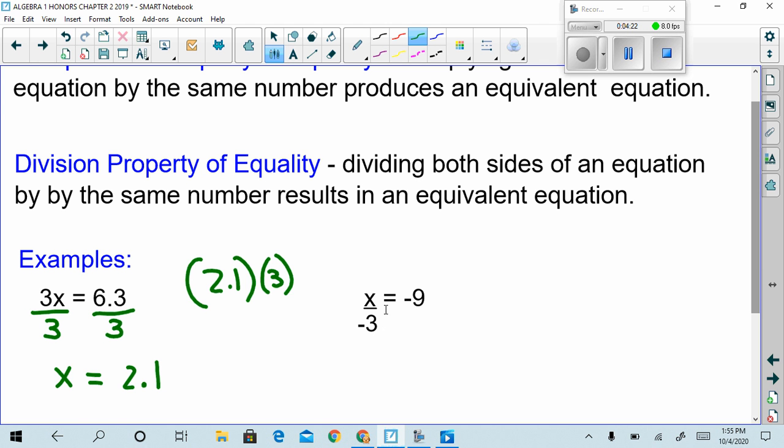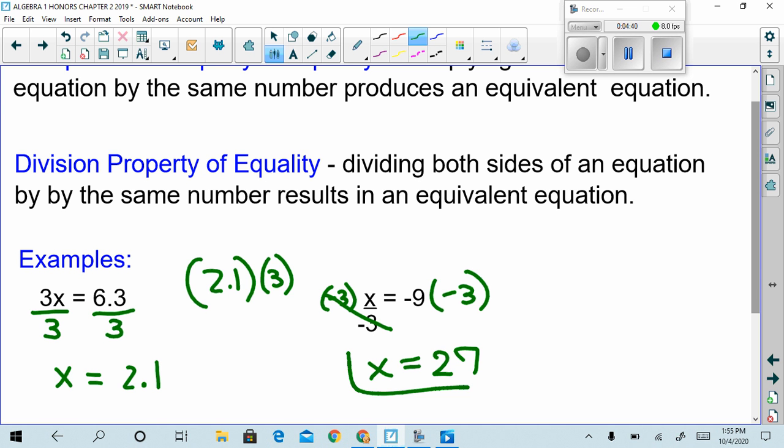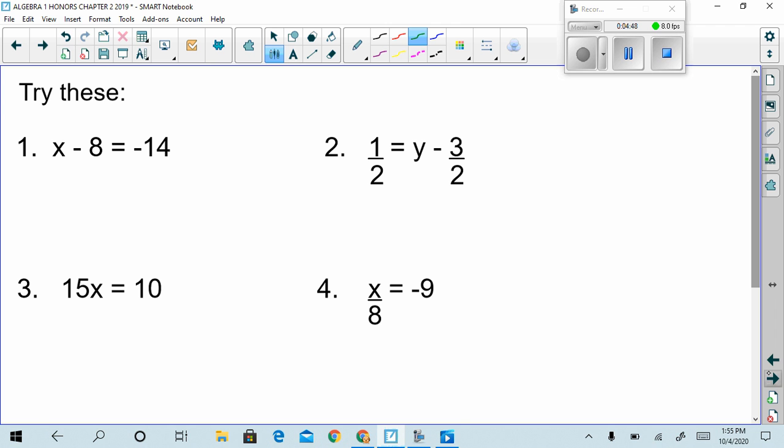Next example said x divided by negative 3 equals negative 9. The inverse would be to multiply by the reciprocal here. If that's division, we'll multiply by negative 3 on both sides. It cancels on the right. Isolating my variable, x is equal to 27. And again, one-step equations, very straightforward. Time for you to try a few.